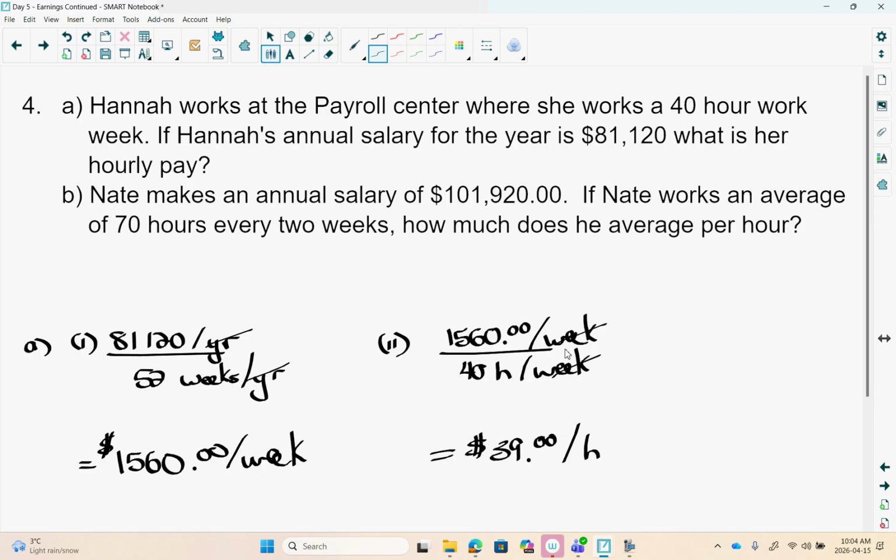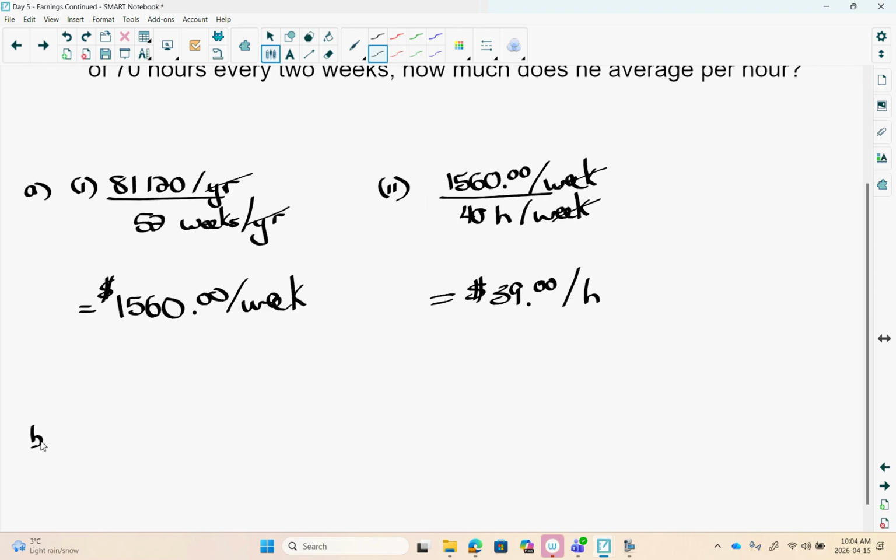Part B, Nate Dogg makes an annual salary of $101,920. If Nate works an average of 70 hours every 2 weeks, how much does he average per hour? Okay. So basically, Hannah's getting paid weekly, so she would get 52 checks in a year. Nate Dogg's getting paid every 2 weeks. What do we call that frequency? Bi-weekly. How often or how many checks does Nate make? 26.